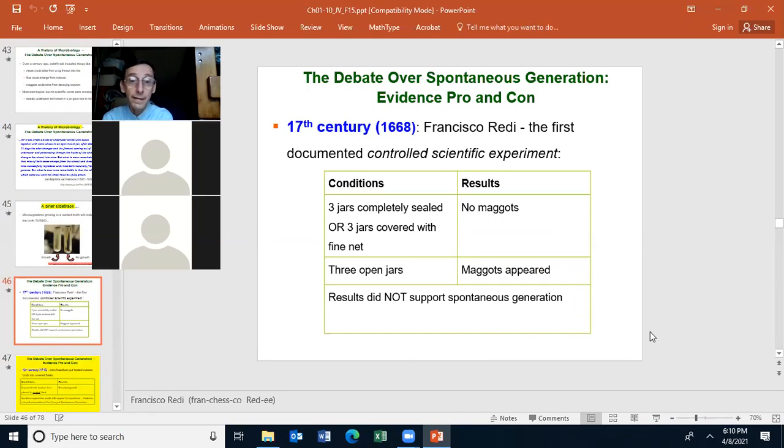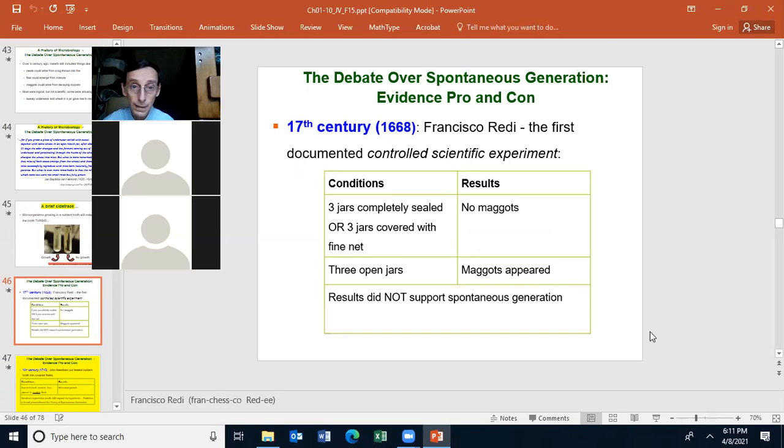The first evidence for or against spontaneous generation came in 1668 by Francesco Redi, and he gave the first experiment to show that spontaneous generation did not happen. And surprisingly, he also gave the first controlled scientific experiment. So he's the first person to write up a controlled scientific experiment.